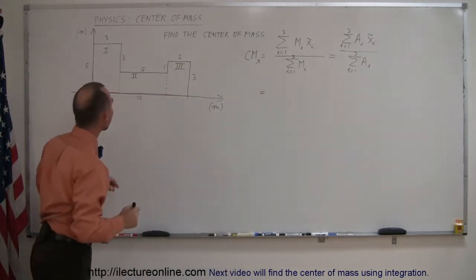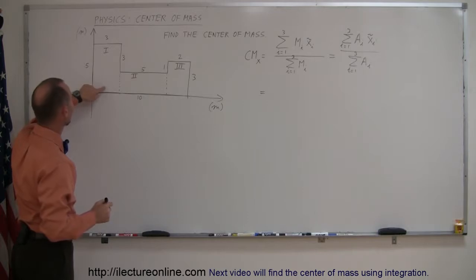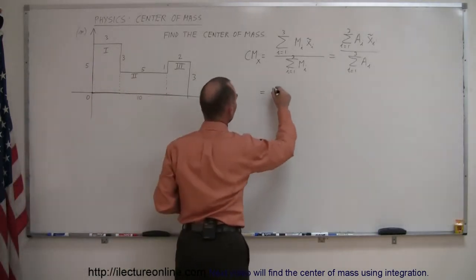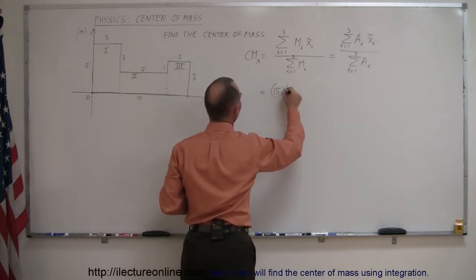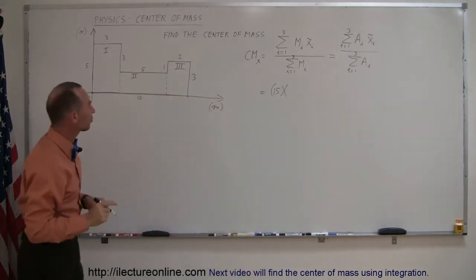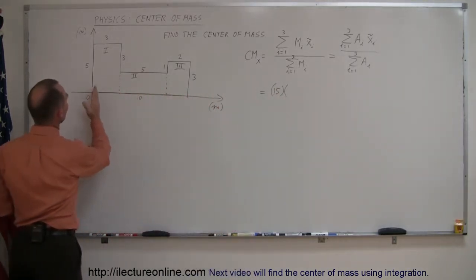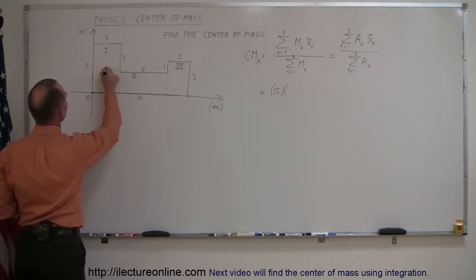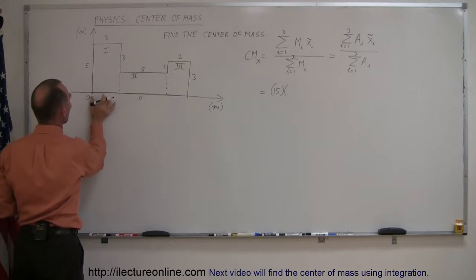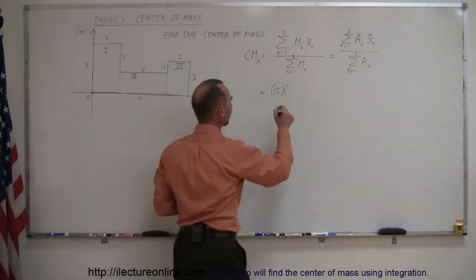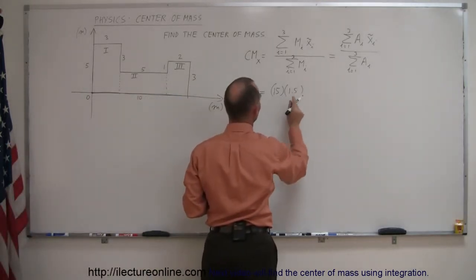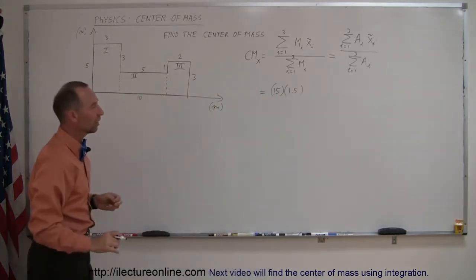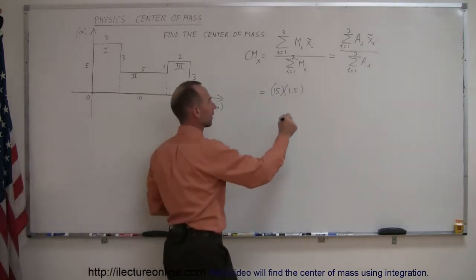So we take the area of the first piece, and it's 5 times 3, which is 15 square meters. So that's 15, times the center of mass in the x direction of that piece. Since it's 3 units wide, or 3 meters wide, the center of mass in the x direction would be at the halfway point, so that means it would be 1.5 meters to the right of the origin, so we write 1.5. So this is the area times the x coordinate of the center of mass, plus.